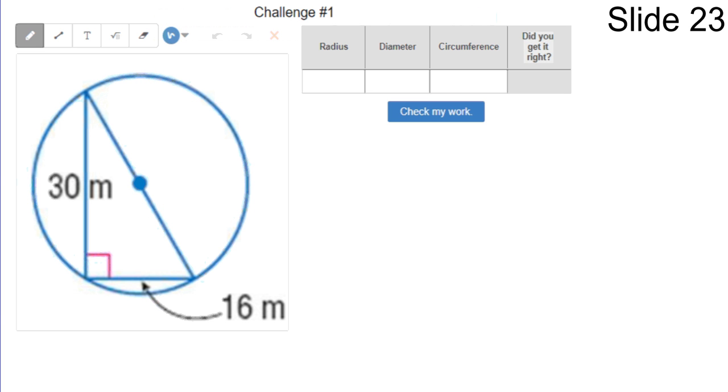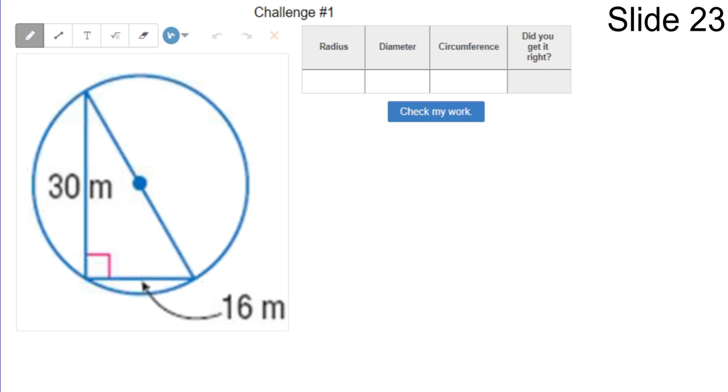On your next pages, you're going to practice applying properties of circles and triangles. So if we look at our challenge 1, we can see we have a right triangle with two legs of 30 meters and 16 meters. So to find the hypotenuse, which is the diameter of your circle, you can do the Pythagorean theorem.